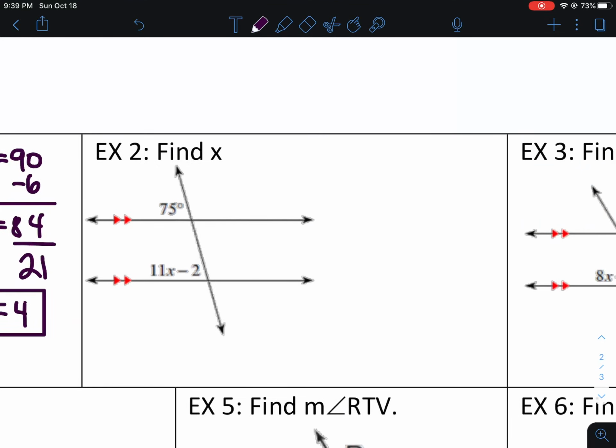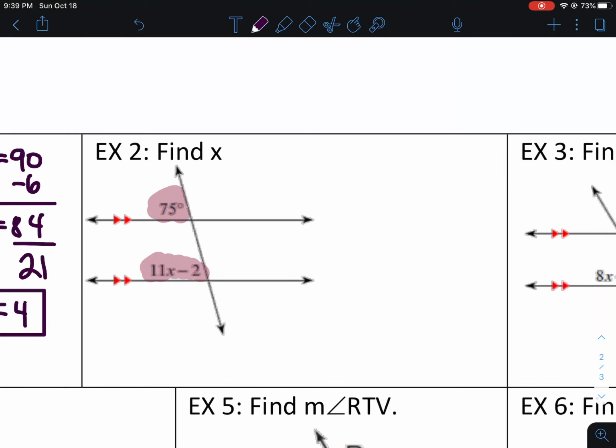Example 2 says we need to find x. Again, simple. This one's a little different. They're not all right angles. However, both of these lines are parallel. So since they're both parallel, this angle and this angle are congruent. The reason I'm looking at those two angles is because they were both labeled, so always look for the angles that are labeled. These angles are also corresponding angles, and that's how we can tell they're congruent.